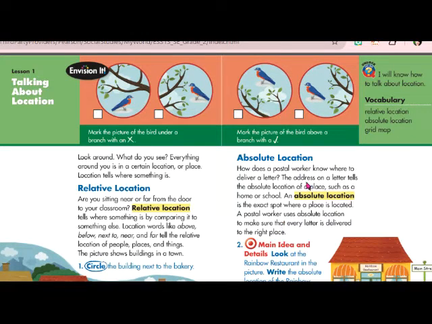So your absolute location is your address. This is a great lesson if you don't already have your address memorized to practice that, and I'll show you a fun way that you can practice in just a moment. Okay, before we look at our rubric, let's get started and look at a map example.